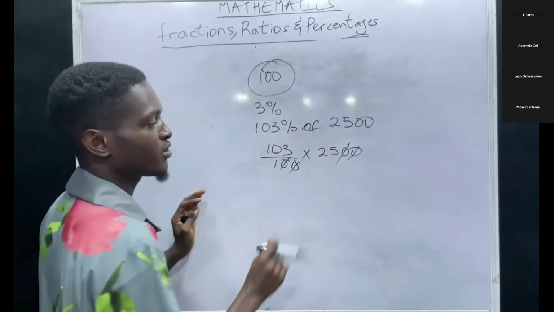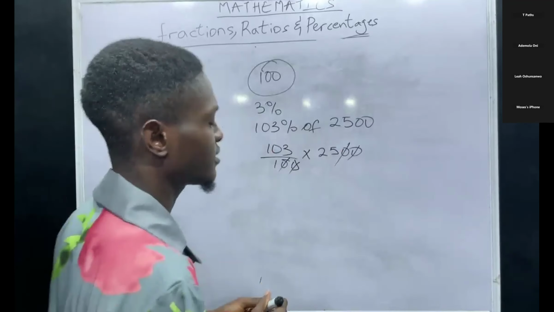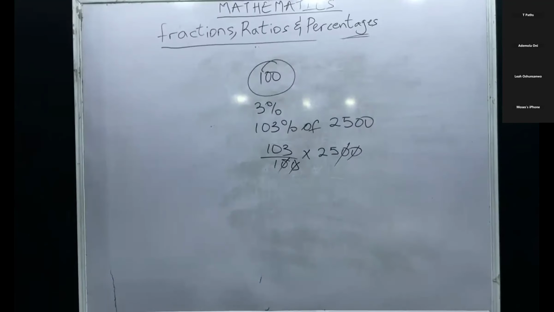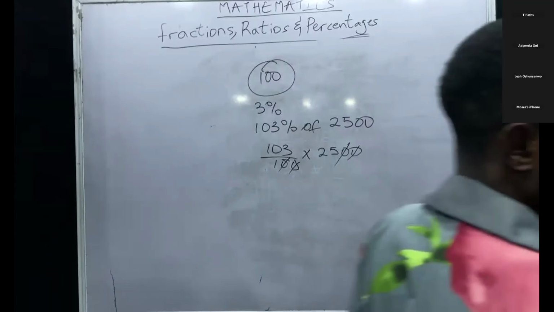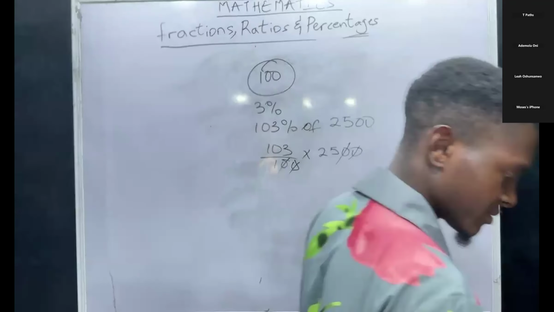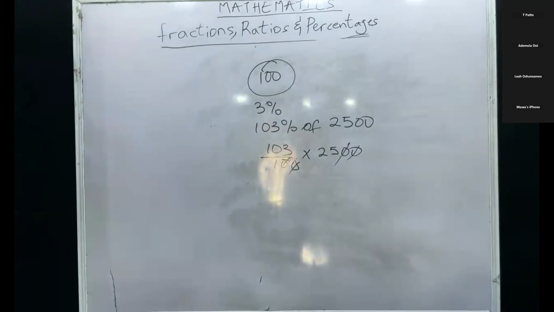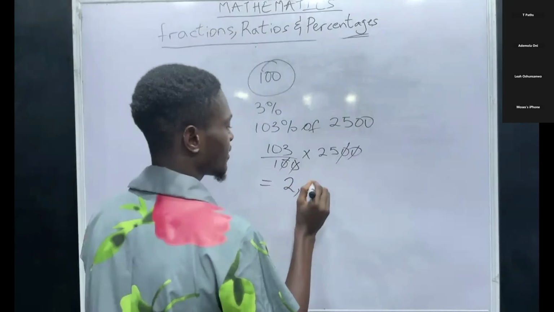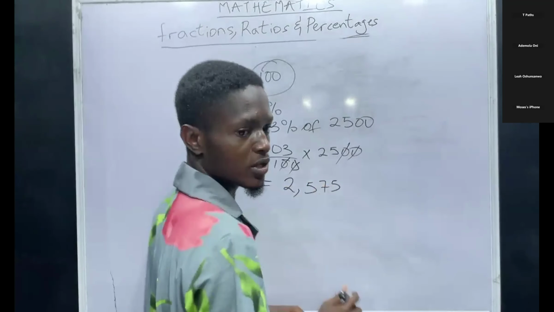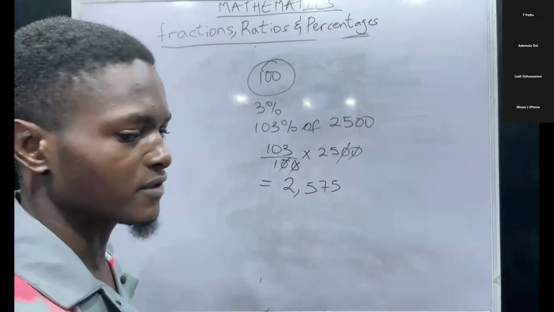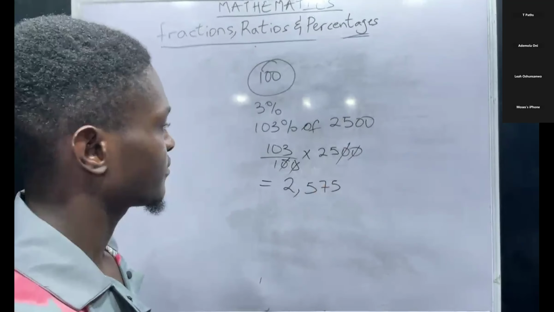So what's 103 multiplied by 25? 103 times 25? Hello, guys, are you with me? 2,575. 103 multiplied by 25 is equal to 2,575. So what does that mean? It simply means the population we'll be having next year is going to be 2,575. Is it clear, guys?